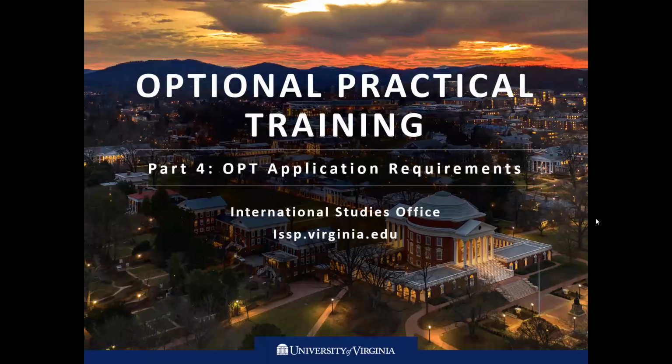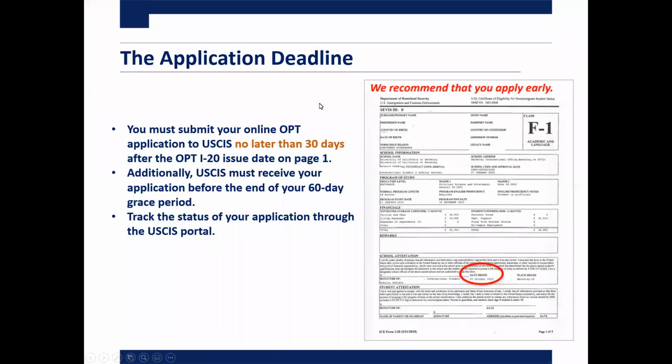We are now at part 4 of the OPT series, and here we'll talk about the application requirements. The deadline is, there's a couple deadlines really. When we issue your OPT I-20, as I mentioned earlier, USCIS must receive your OPT application no later than 30 days after when we issue your OPT I-20. And then, of course, USCIS must receive your application before the end of your 60-day grace period.